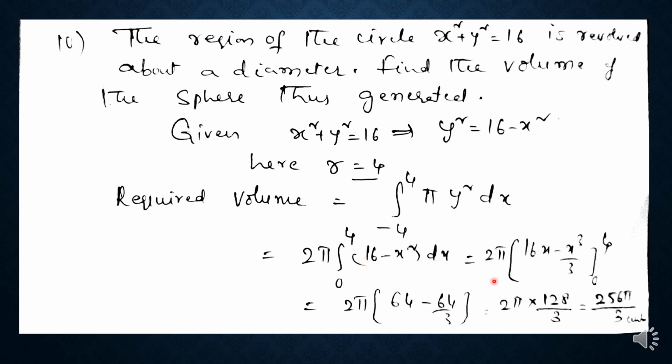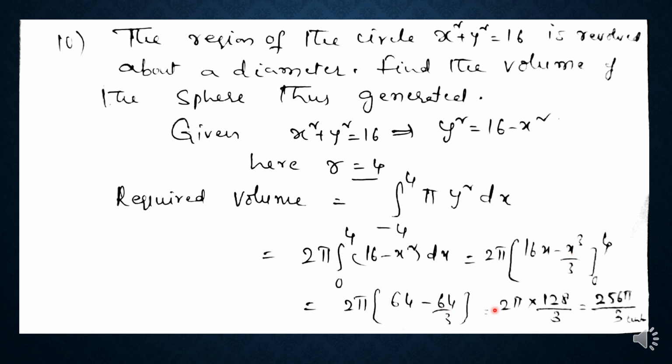So that is 2 pi into, by integrating this function we will get 16x, integral 16 dx is 16x, minus integral x square dx is x cube by 3, from 0 to 4. Now by substituting the upper limit, that is x is equal to 4, what we will get? 2 pi into 16 into 4, that is 64, minus x cube by 3, that is 4 cube by 3. 4 cube means 64 by 3.